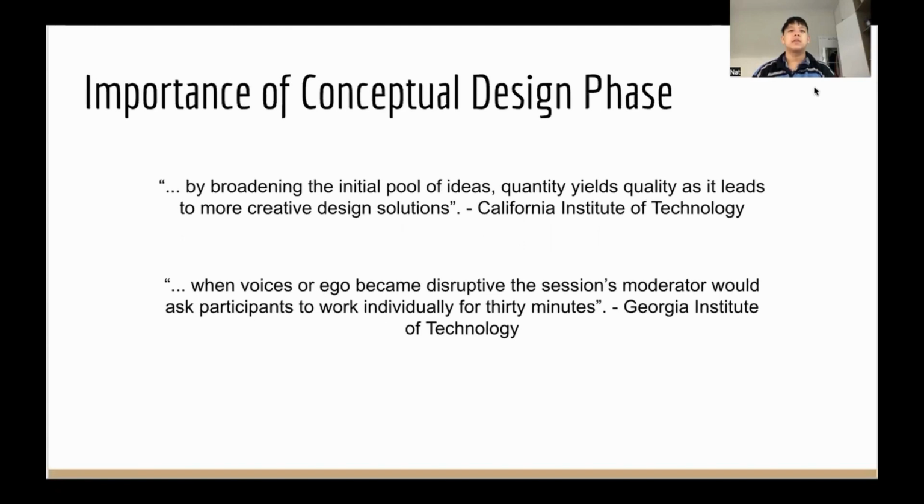The Georgia Institute of Technology's paper on the primary techniques of concept generation utilizes a case study of a successful startup design group at Graybridge, particularly noting when voices or ego become disruptive, the session's moderator would ask participants to work individually for 30 minutes. Seeing as concept generation ensures that engineers work both together and individually, it is vital to attaining healthy productivity.